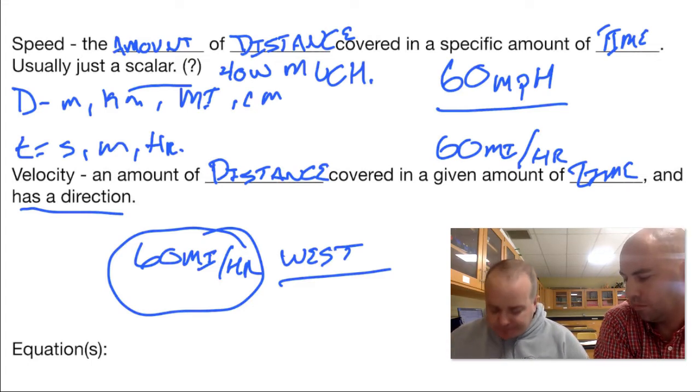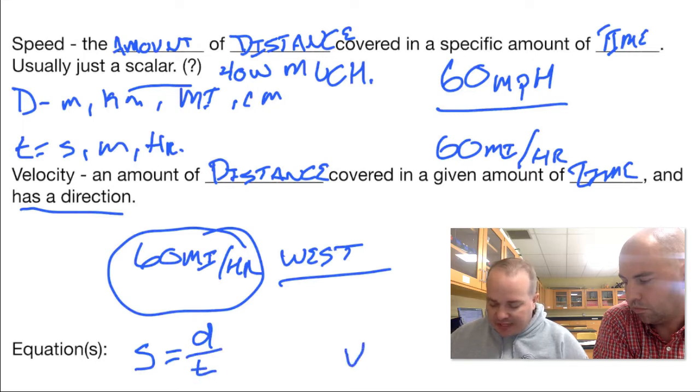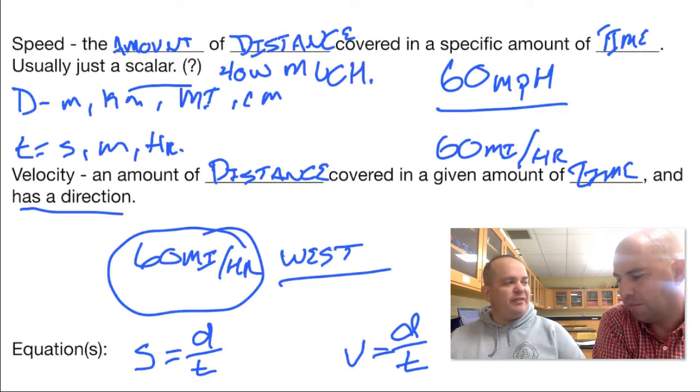Okay, so our equations, you guys, are almost identical. We have speed is equal to distance divided by time, and velocity is also distance divided by time. It's just when we write our answer for velocity, usually we would add a direction to it.